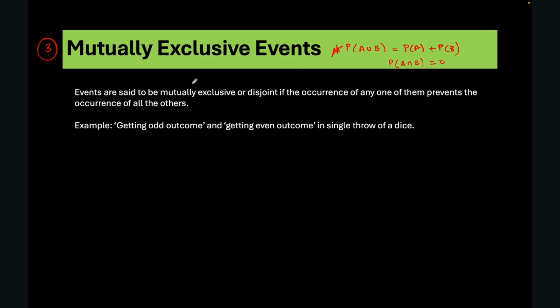When are events actually called mutually exclusive? They're called that if any one of them prevents the occurrence of all others. What does this mean? Let's say you're throwing a dice. If you're going to get an odd outcome, you cannot get an even outcome. Getting an odd outcome and an even outcome while throwing a dice is impossible. Similarly, flipping a coin and getting heads and tails at once is impossible.